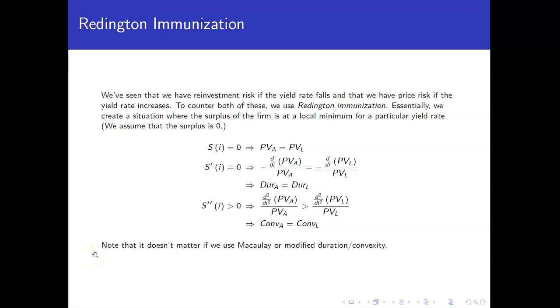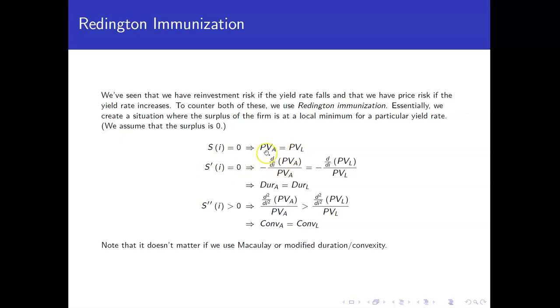To make sure that happens, we're going to assume that we have the surplus as 0 to start with, so that we have an even present value of our assets and present value of our liabilities, matching assets and liabilities exactly. Now we're going to make sure that we have a local minimum. So if we're going to have a local minimum, we need to make sure we have a critical number. A critical number occurs when the first derivative is equal to 0.